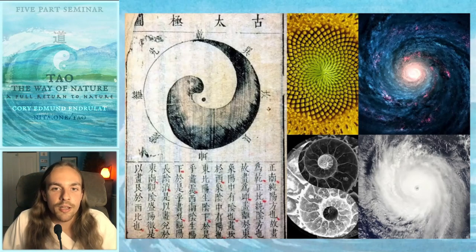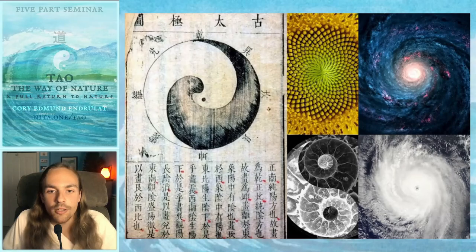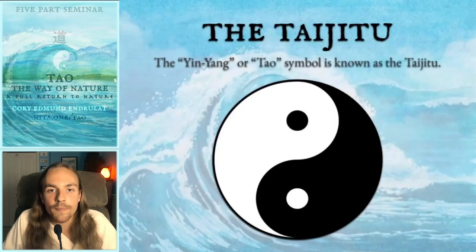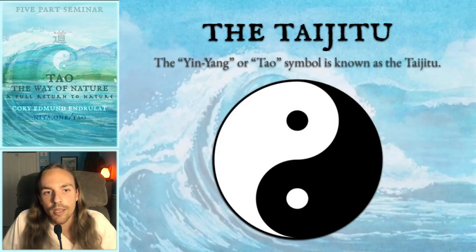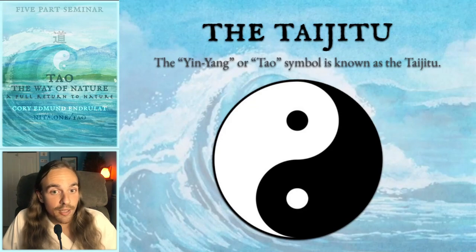And on the left side, you'll see actually the first known use of the yin-yang symbol, at least historically. You can see seashells basically follow the same principle as well. This is actually called the taijitu, okay? And it's known as the yin-yang or Tao symbol, the taijitu. Okay, so there it is.